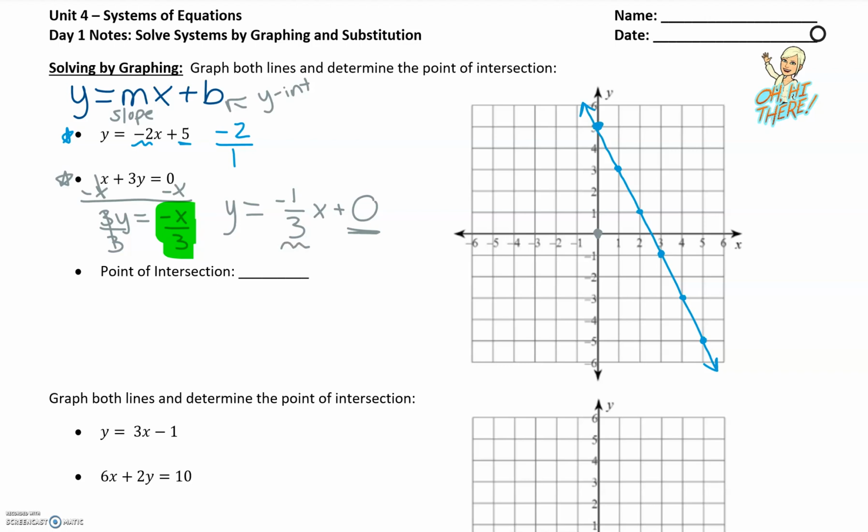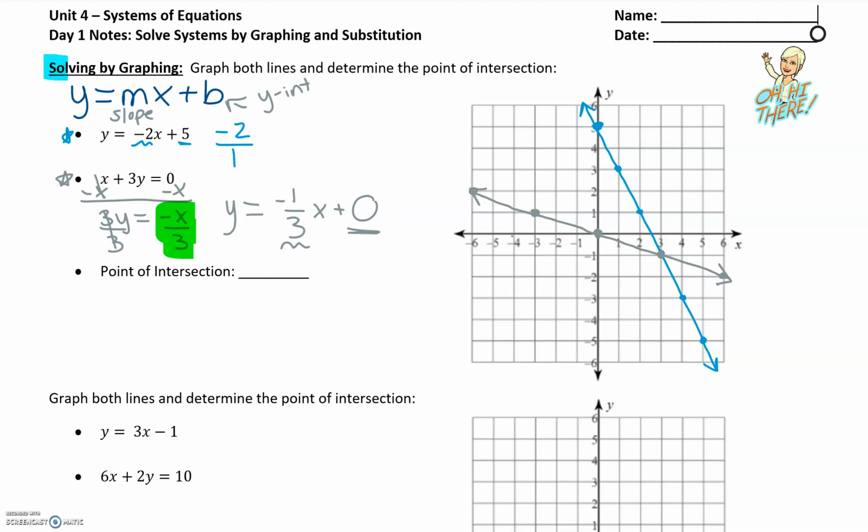Then we're going to do our slope, which is down 1 to the right 3. So from 0, 0, we're going to go down 1 to the right 3. Now I'm going to do that in the other direction. So up 1, left 3. So I did it as far as I could from left and right. I'm going to connect these dots and arrow on the end.